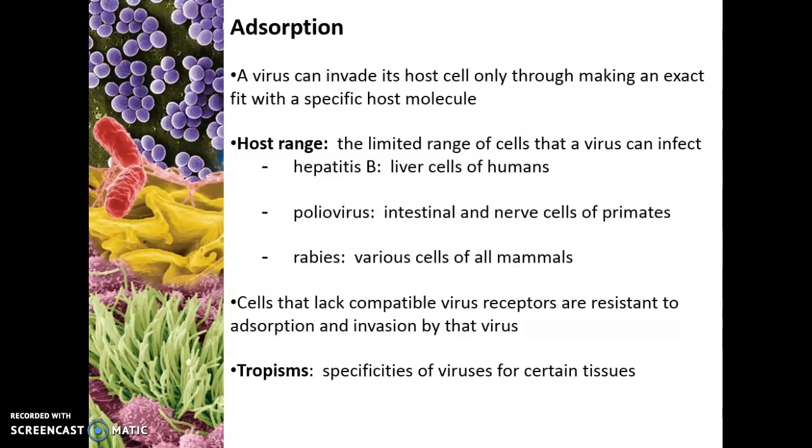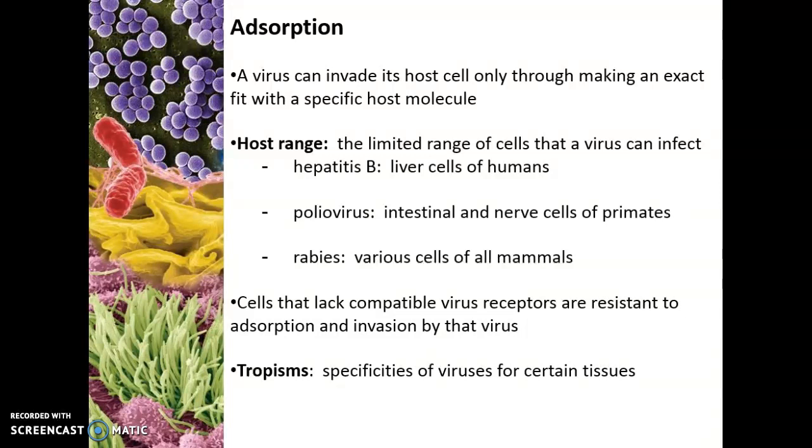So adsorption, and we're going to go through these quickly because you can write this information down, and it's within your textbook. Adsorption is simply that attachment. So a virus can invade its host cell only through making an exact fit with a specific host molecule. Similar to a lock and key, it has to be the exact fit. And there's a host range, the limited range of cells that a virus can infect.